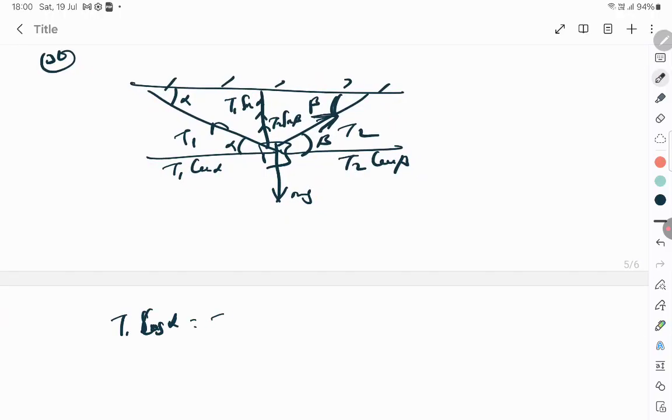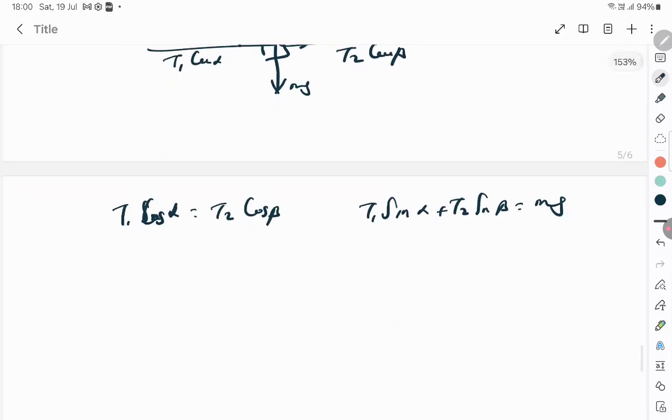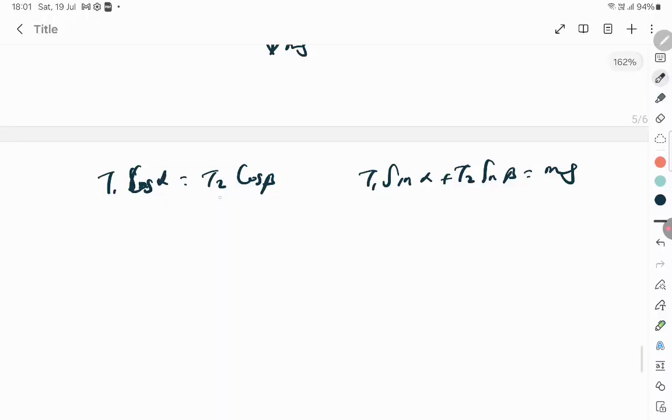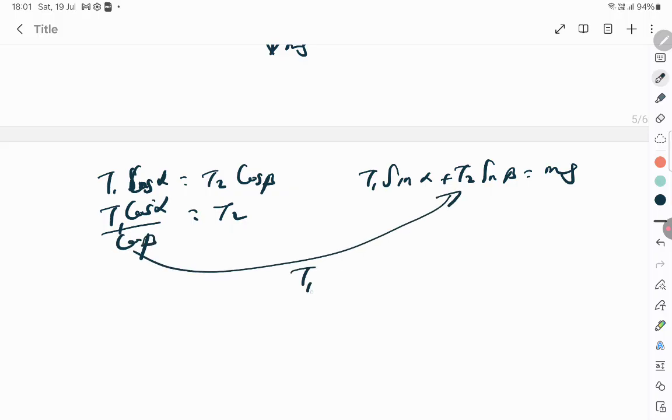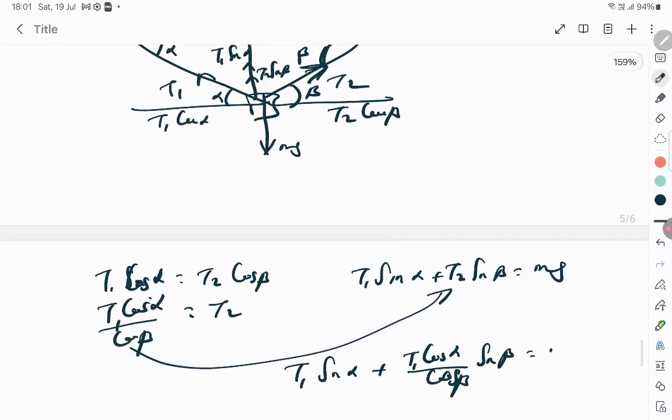T1 cos alpha is equal to T2 cos beta. Left is equal to right. Up is equal to down: T1 sin alpha plus T2 sin beta is equal to mg. That's it. Then you can substitute. You can write T2 from here: T2 is T1 cos alpha by cos beta. Substitute that value here: T1 into sin alpha plus T1 into cos alpha by cos beta into sin beta is equal to mg. And what is mg here? If you know the mass, fine; if you don't know, you can still write it as m into g.